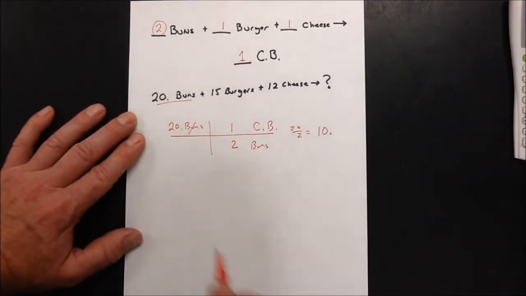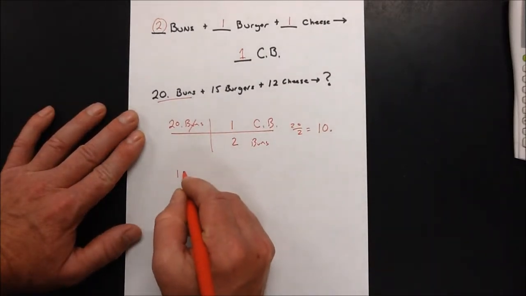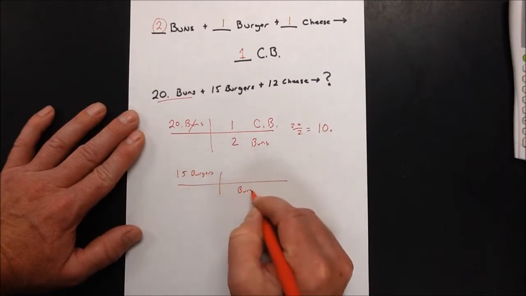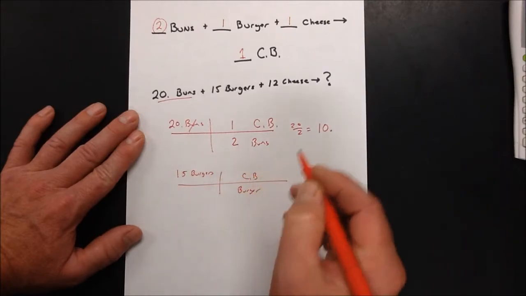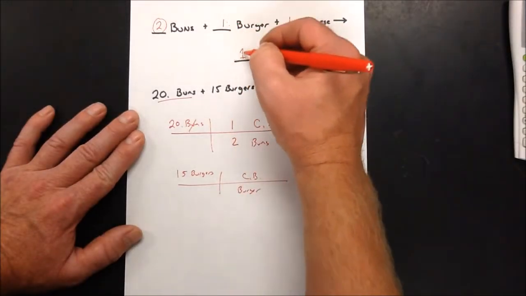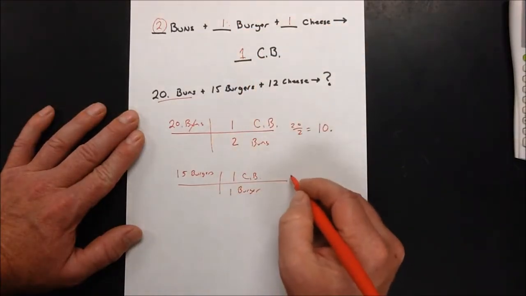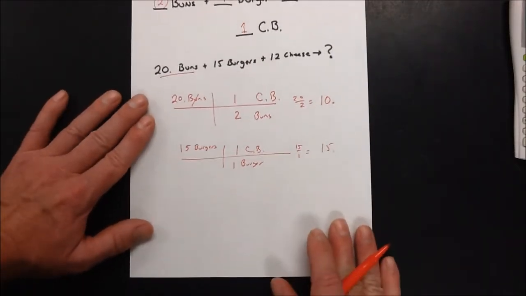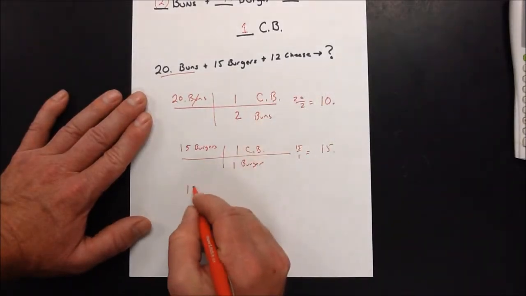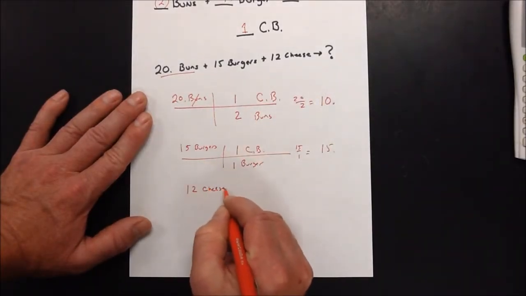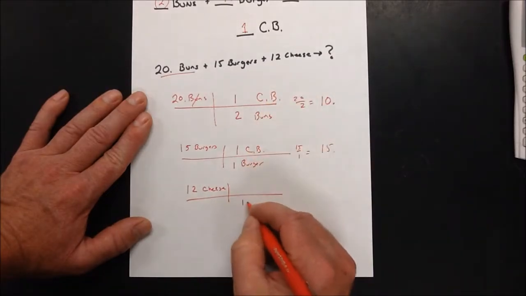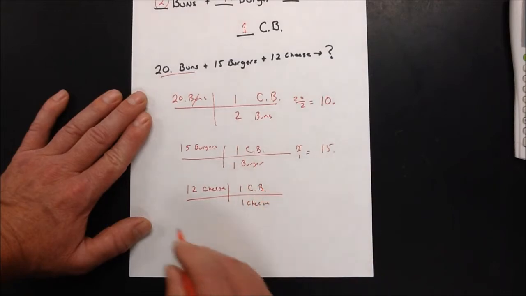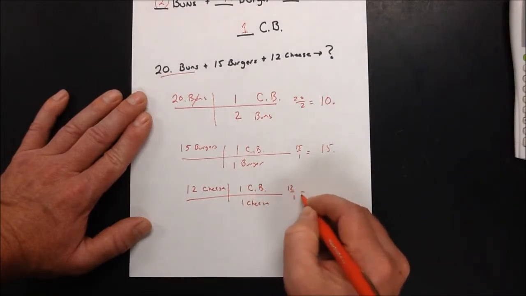That's just from the 20 buns. Now I'm going to do this again with 15 burgers. From burgers, I'm going to go to final product cheeseburgers, and looking back at my balanced equation, that's a 1-to-1 ratio. So 15 times 1 over 1 gives me 15 product cheeseburgers. The final problem is 12 slices of cheese, and according to my equation, 1 cheese will give me 1 cheeseburger. So 12 times 1 over 1 equals 12.